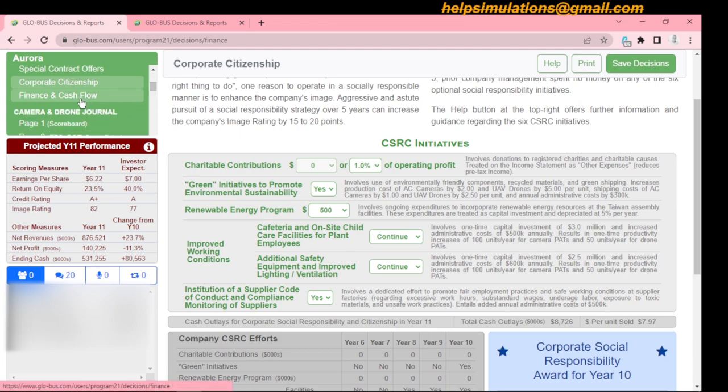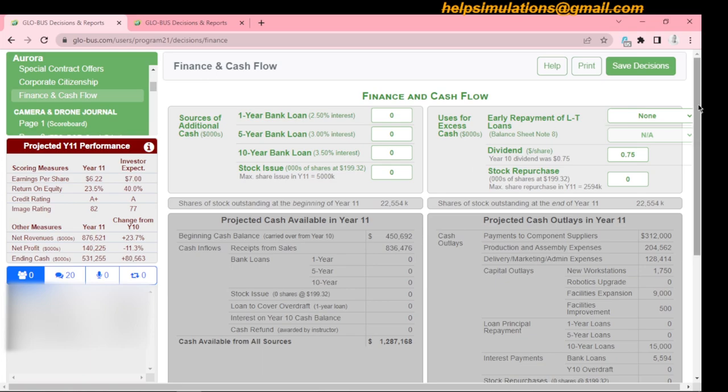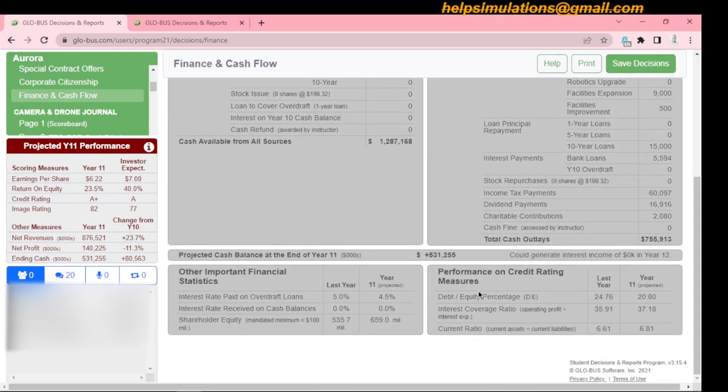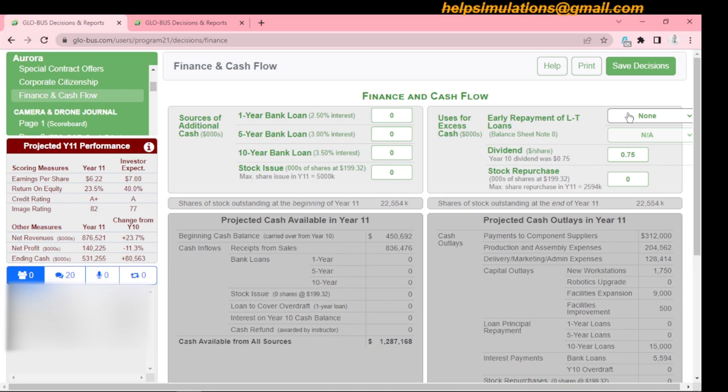Next, I'll move to the finance and cash flow. Important under finance and cash flow is for you to evaluate the performance on credit rating measures: the DE ratio, the interest coverage ratio, and the current ratio. I think a current ratio of 6 is so high. I want to maintain it at about 2. I don't think 2 is bad. So I'll start by paying my loans. I'll pay all the loans. I think it's too early for me to offer dividends, so instead of 0.75, I'll switch it back to 0.